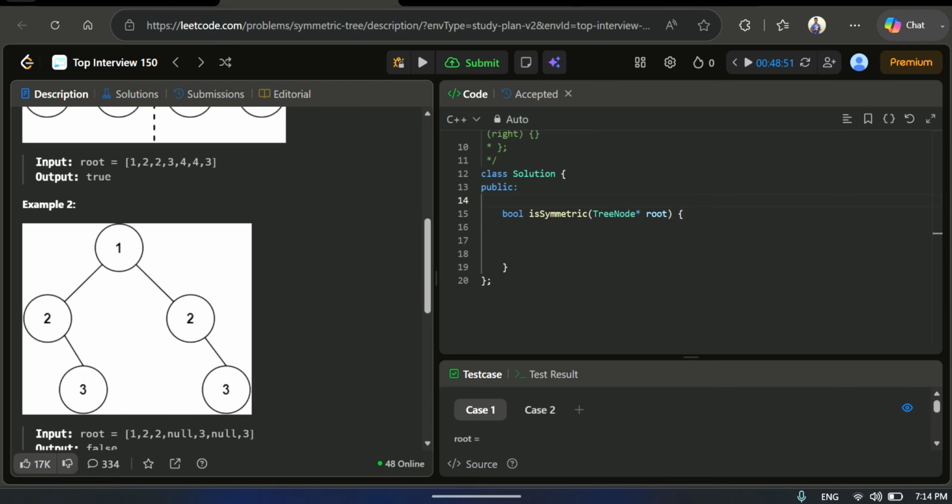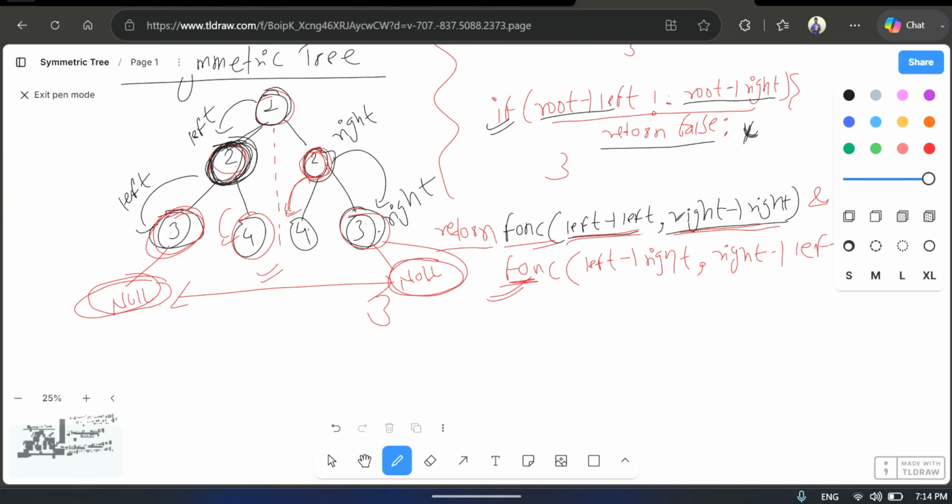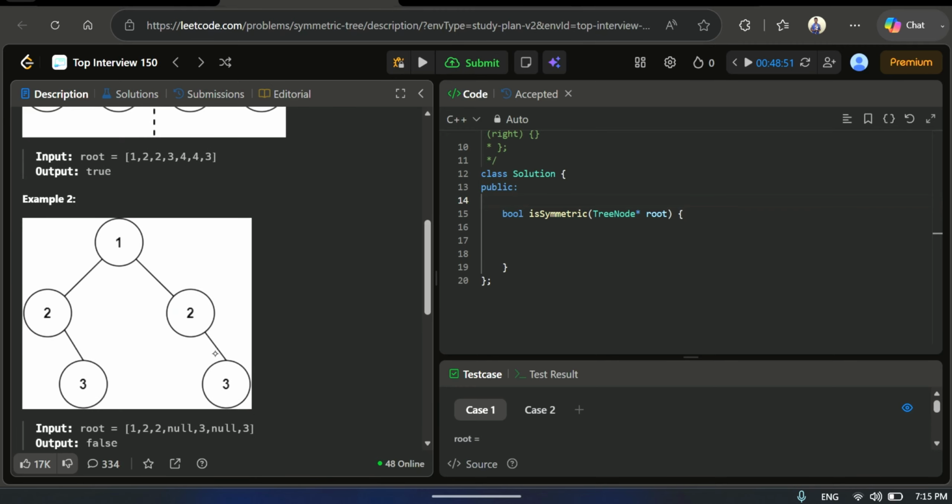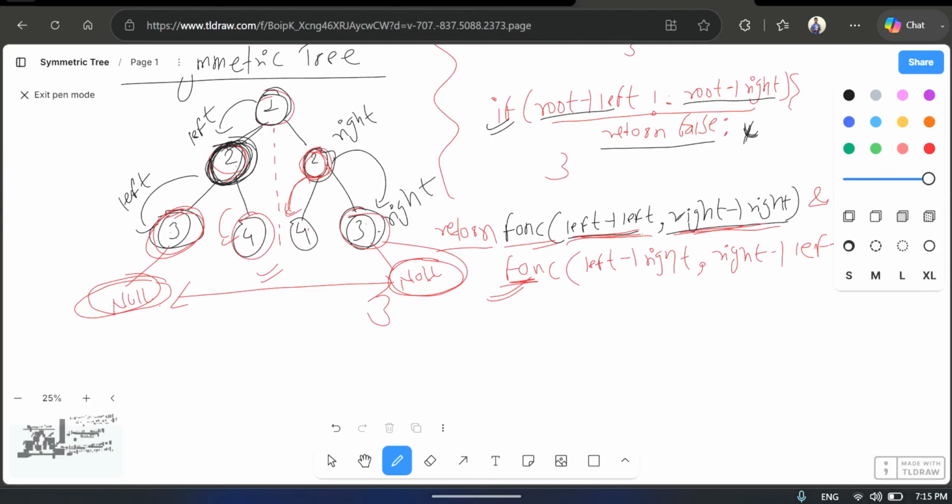So that check was this basically. Left's left and then right's right, right? This is the same here. Left's left, right's right, which doesn't match because it has a null on this side but a value on this side, so that doesn't match.